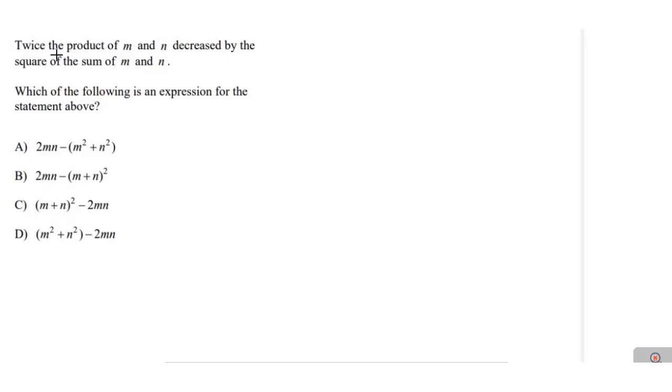This particular question says: twice the product of m and n decreased by the square of the sum of m and n. Now, the word product is the result gotten from multiplication, and there are cases whereby you interpret from the first statement or the middle statement or the last statement, depending on the nature of the problem. So, twice the product of m and n. Let's get the product of m and n first. The product of m and n will be m times n, which is mn.